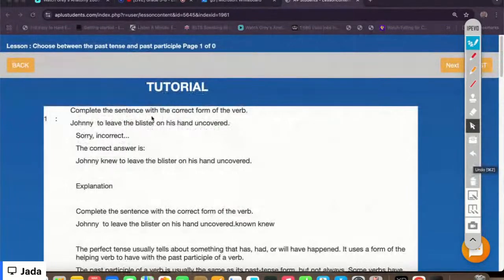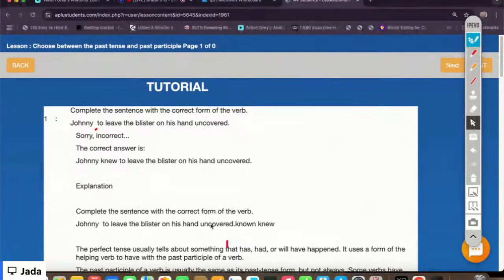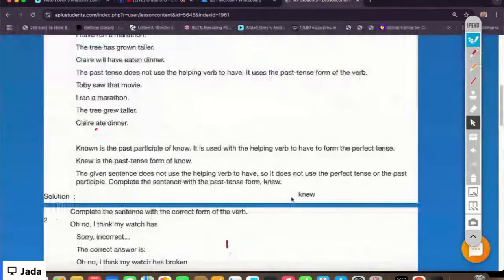Alright, let's look at some examples. Complete the sentence with the correct form of the verb. Johnny knew to leave the blisters on his hand uncovered. So, what do we have here? He knew to leave the blisters on his hand uncovered.